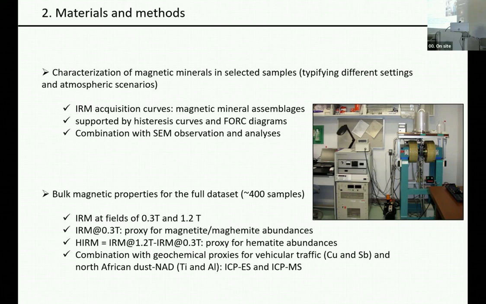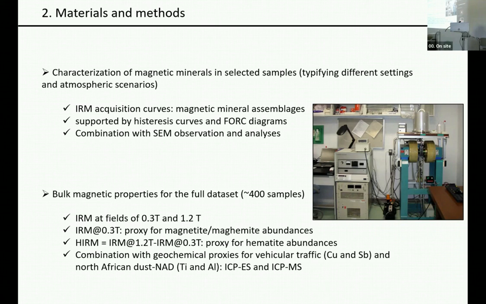All this information was backed up by thermomagnetic curves and FORC diagrams. I won't go into details on that. And this information was combined with some observations on iron oxide particles. And once we had done this, we used the information on these IRM acquisition curves to apply specific magnetic fields to all the samples that were able to separate the different components.